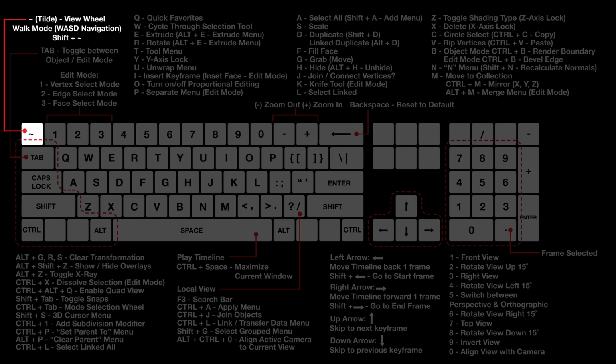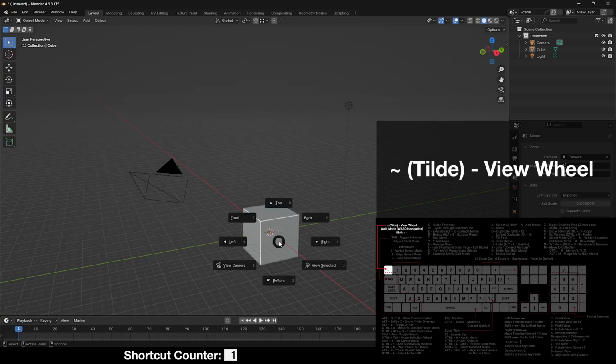So starting in the top left, the first button is the tilde button. If you press the tilde button, it brings up a view wheel. You can easily access all the different standard views. You can use that with your mouse by selecting, or you can also see that there's an underlined letter on each of these. If you press the letter, it will select that choice.